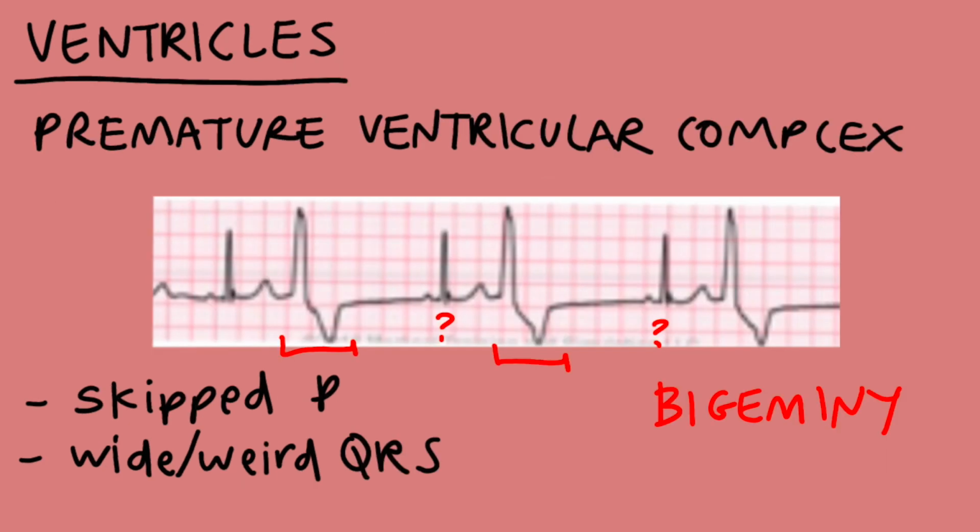Ventricular arrhythmias are the only type that can be sensed by an AED, but are also usually an emergency. PVCs, or premature ventricular complexes, are an early ventricular contraction. This can happen every other beat in bigeminy or every third beat in trigeminy. The P is skipped and the QRS is wide and weird.